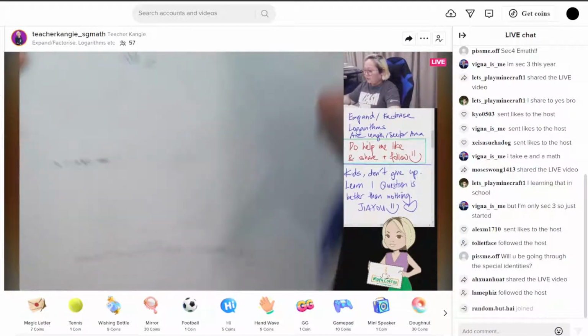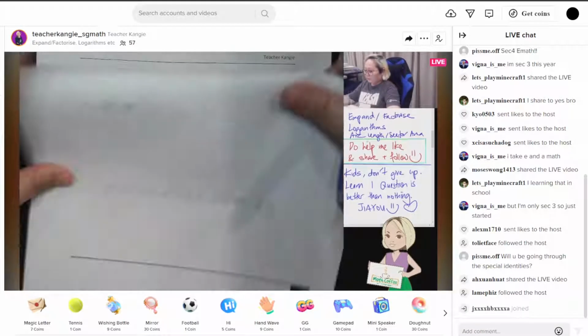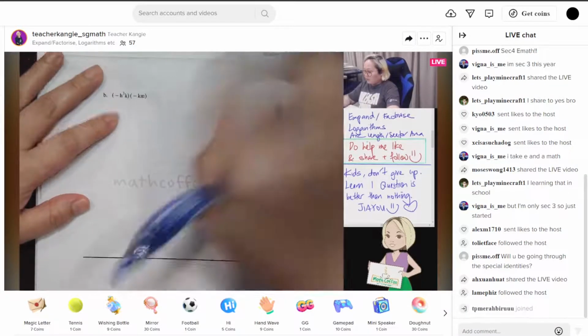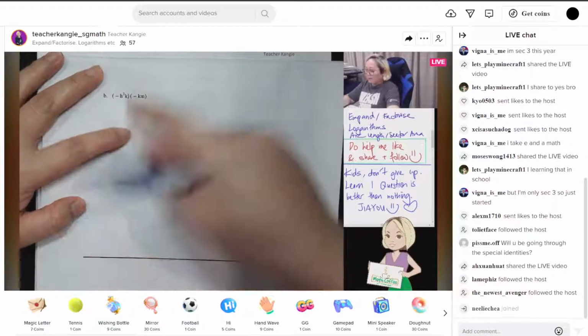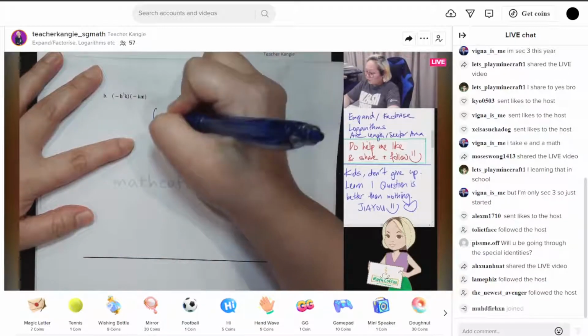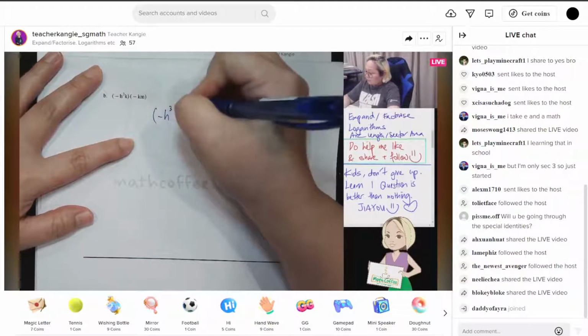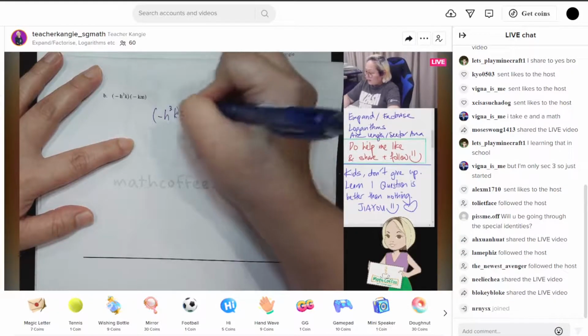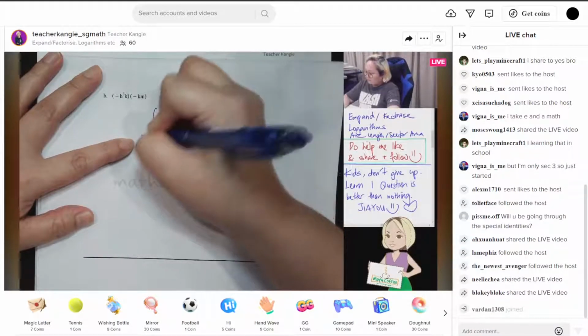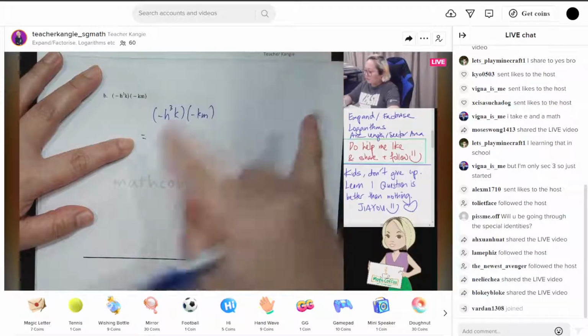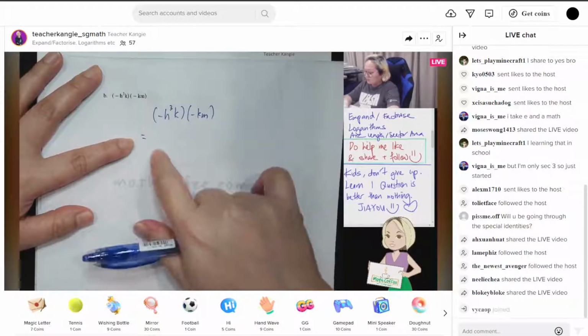Okay, the next part, same thing. It's negative multiplied by negative. So I'm going to write the original question first. Minus h cubed k minus km. So negative times negative is positive, so I don't need to write the plus. I just leave it as positive.